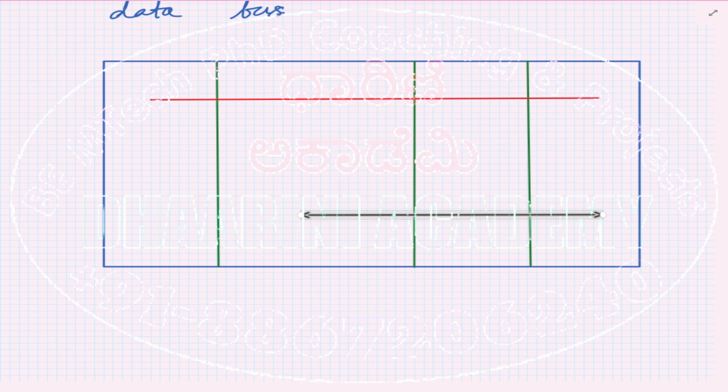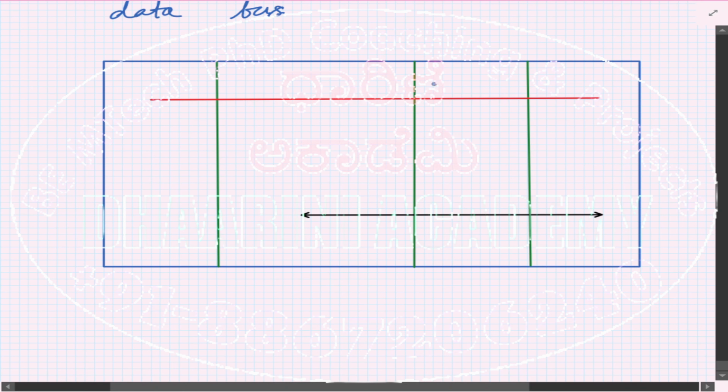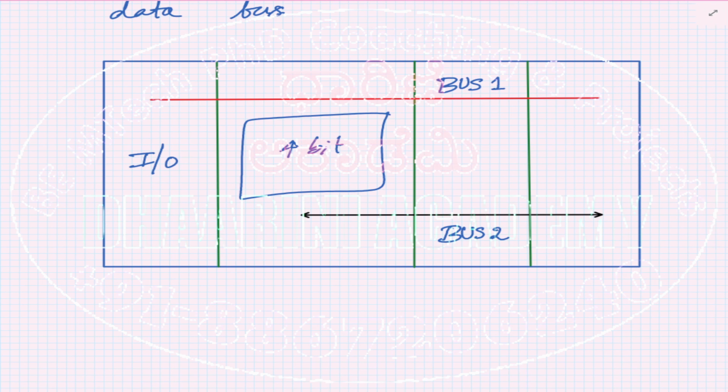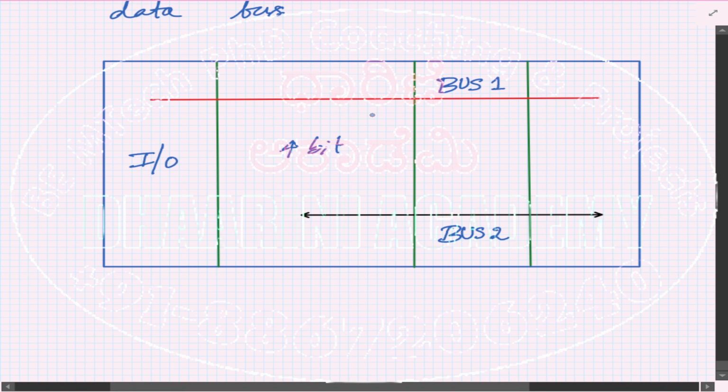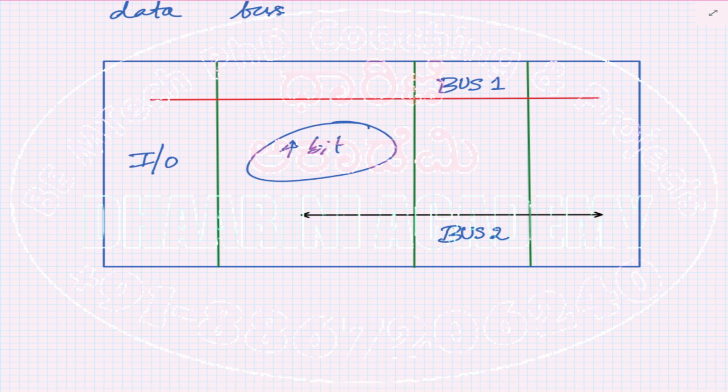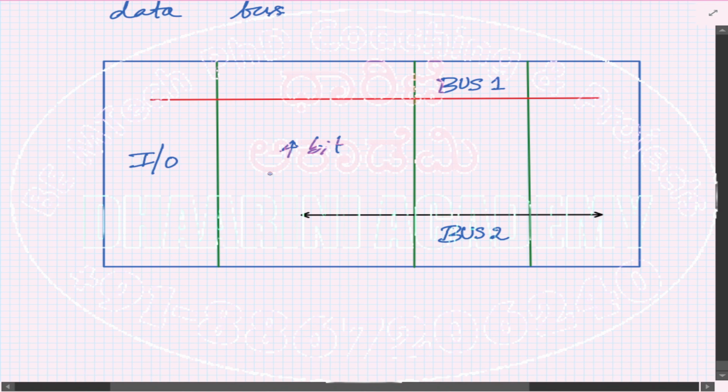Now let me write the names so that this becomes easier. This is bus number one, red color, and this is the black bus number two. Now you see how the blocks are connected. On this side I have IO, then I have the block in here. I'm not writing the block, I'm just showing the positions. What are the buses available for each of the devices? Let me write the name completely. This is the 4-bit register.